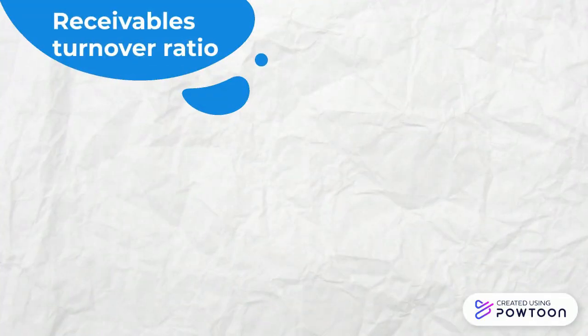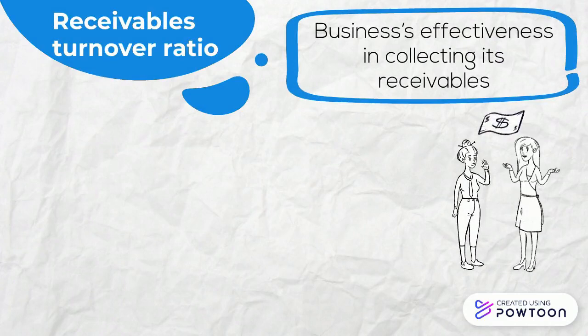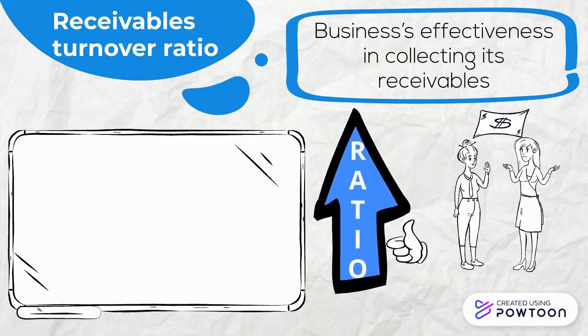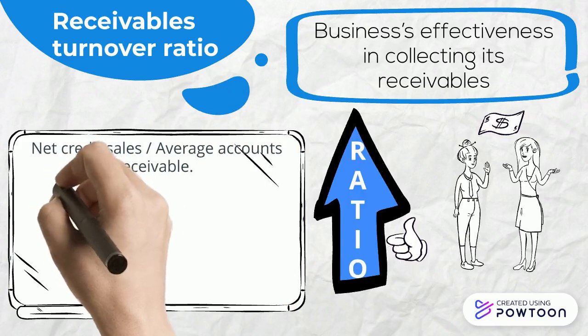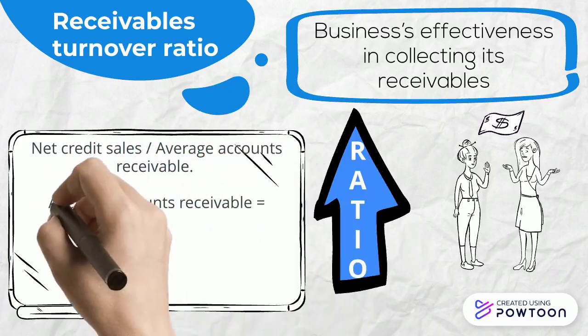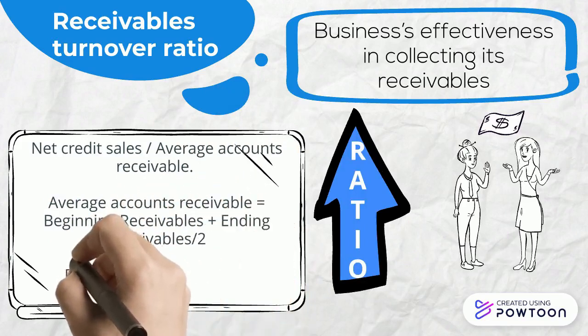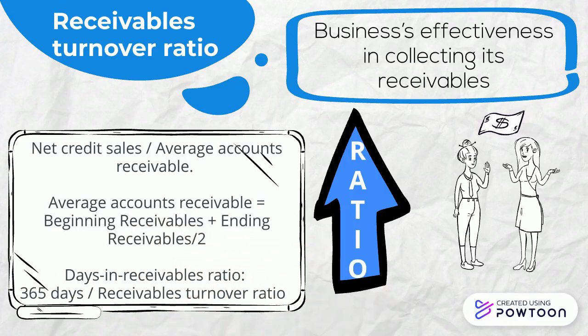The receivables turnover ratio defines a business's effectiveness in collecting its receivables, measuring how well a business uses and manages the credit given out and how quickly the debt is collected. Generally, a higher ratio corresponds to effective collection of credit. The formula used to calculate this ratio is net credit sales divided by the average accounts receivable. This can then be expressed as the days in receivables ratio by dividing 365 days by the receivables turnover ratio, conveying, in days, how long it takes a company to generate and collect its receivables.